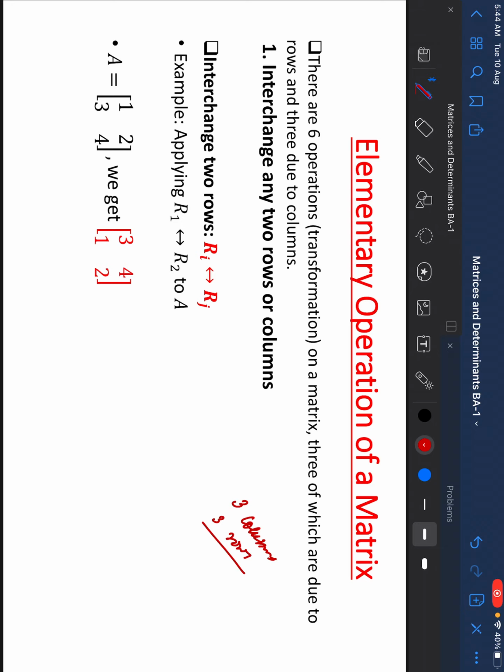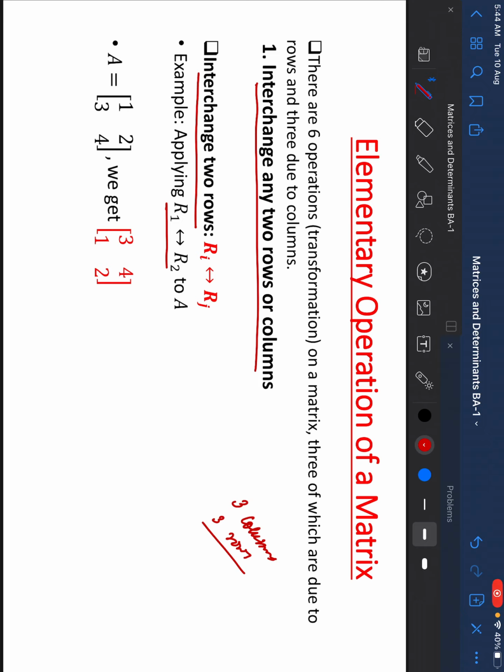The first one is the common one, that is interchanging any 2 rows or columns. Since we're only going to learn about rows, we'll discuss rows only. The operation is interchanging 2 rows, so I'm going to interchange R1 with R2.